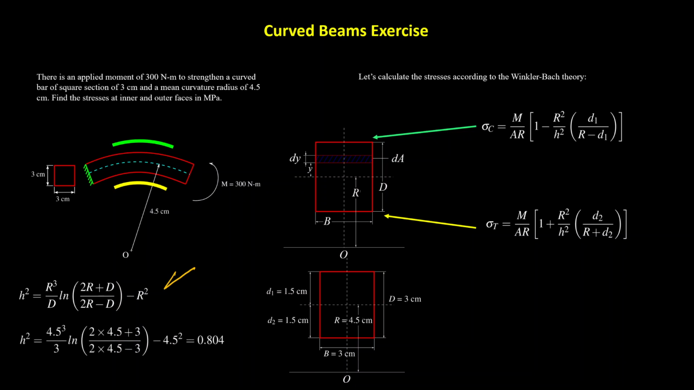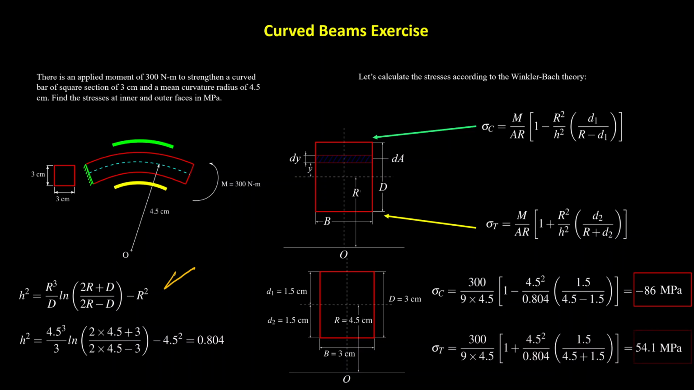When I substitute all the values, I get that this H2, this section parameter, is going to be 0.804. Now I have all the terms needed to calculate the compressive stress and the tensile stress in my problem. For the compressive stress, when I introduce all the values, I'm going to get that this stress is going to be minus 86 megapascals. And for the tensile stress, I'm going to find that this is going to be 54.1 megapascals.